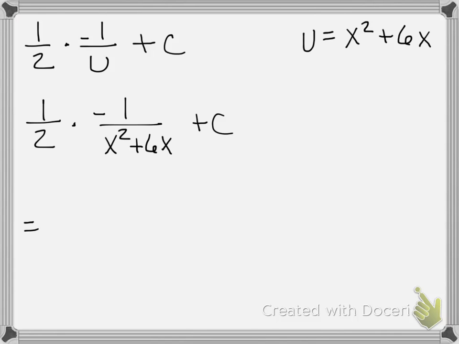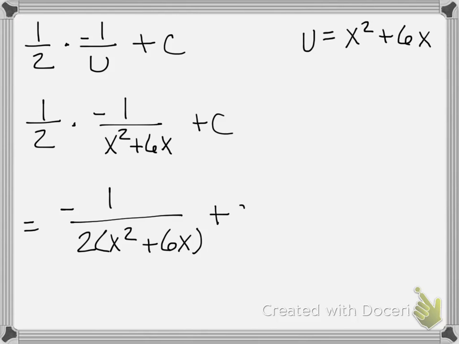So then whenever you go through and actually multiply that out, you'll get negative 1 over 2 times x squared plus 6x, plus our constant. And so there it is after we substituted in and did all the integration, and that's what we came out with.